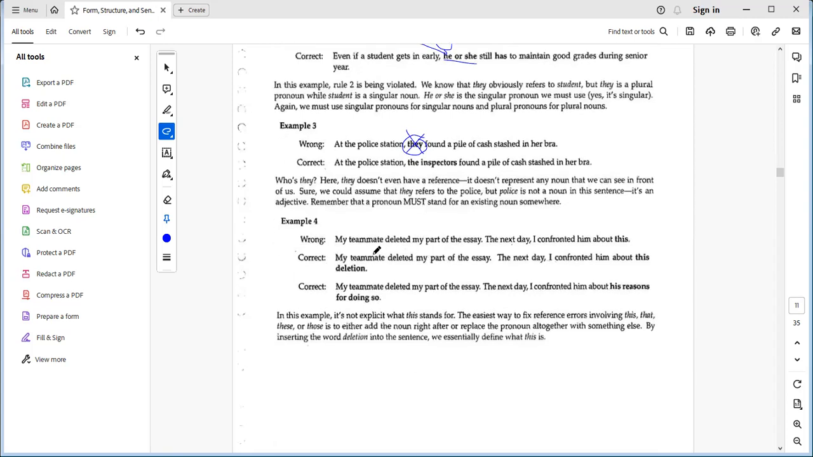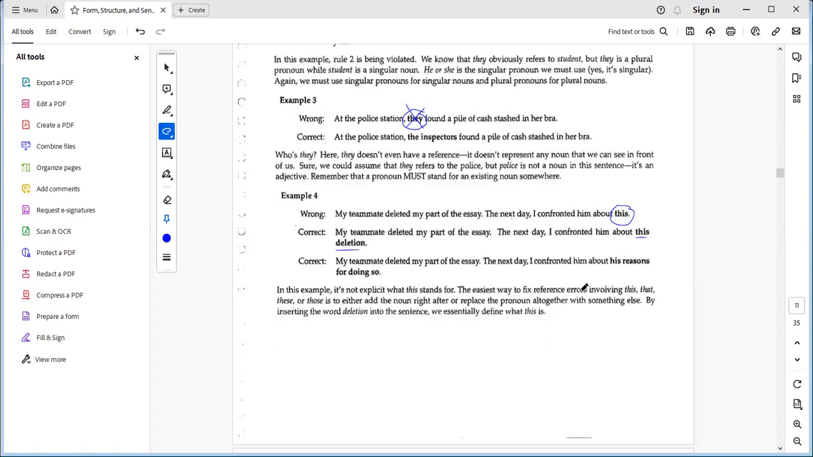Example 4. My teammate deleted my part of the essay. The next day, I confronted him about this. This is a kind of demonstrative pronoun, but I don't know about what. "This" what? You have to clarify it. Also, it will not come in the digital set like that, I'm just clarifying the pronoun. So it must be written clearly: this deletion. Or you have to write it like this: I confronted him about his reason for doing so.